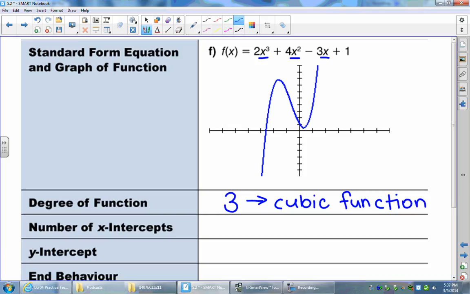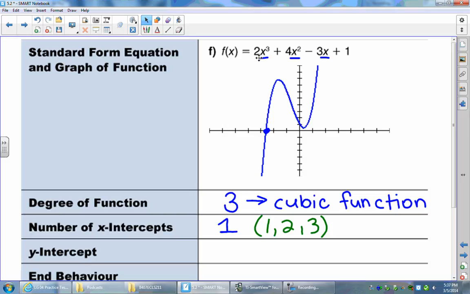The number of x-intercepts, as we can see, this graph crosses the x-axis one time. But this is not true for all cubic functions. Some cubic functions could extend downwards like this, or it could extend and just touch the graph and move back upwards. So we can have 1, 2, or 3 x-intercepts, but for this specific function, we have just 1 x-intercept.